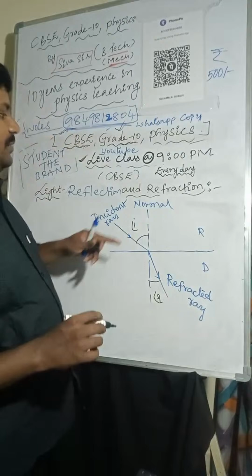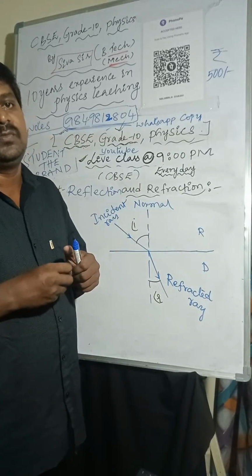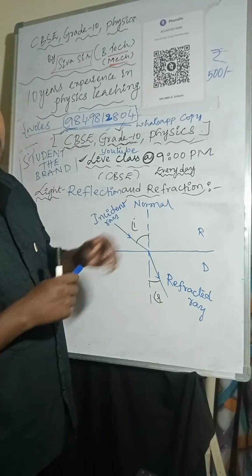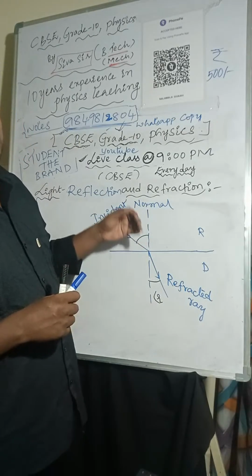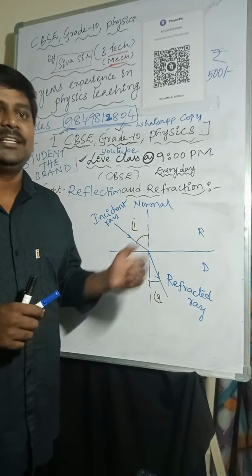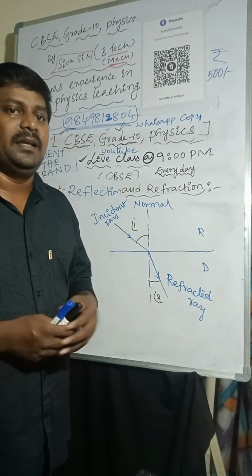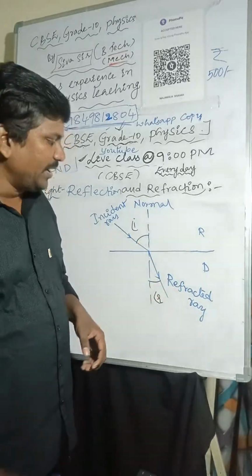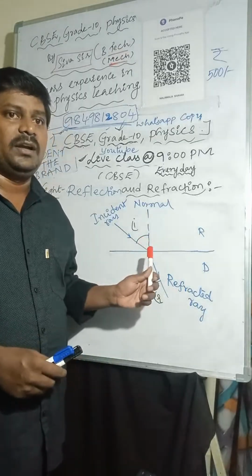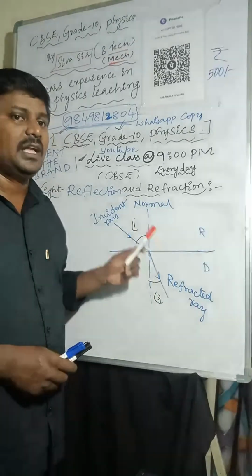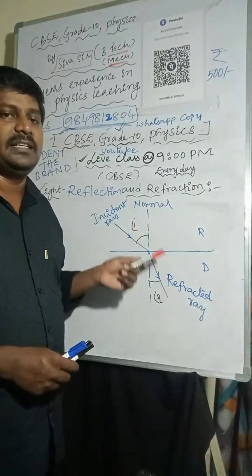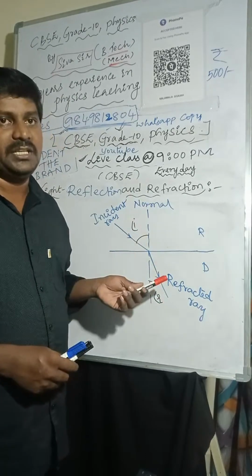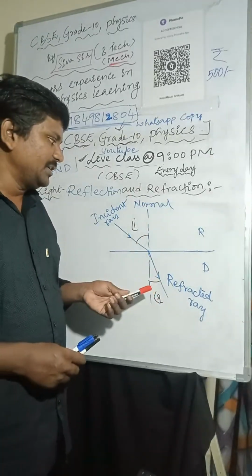If the light ray is moving from rarer to denser, it bends towards the normal line. Why is it bending? Because speed is decreasing. At the point of interface, the light ray bends towards the normal line because speed is decreasing.